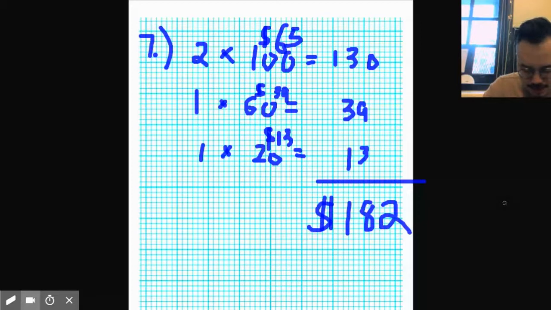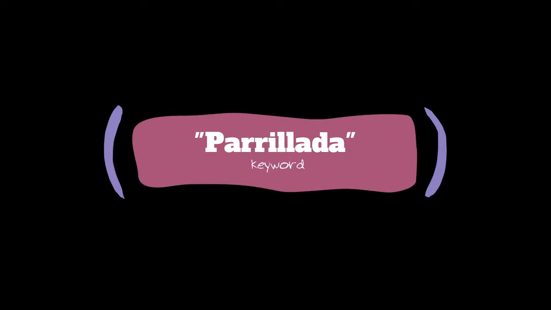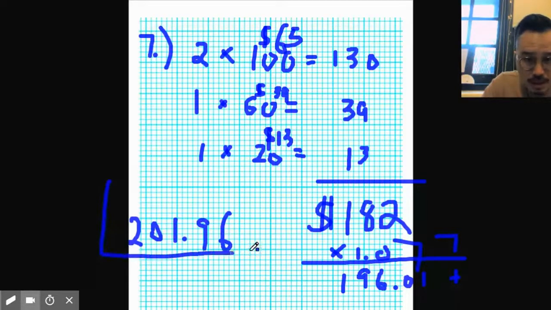$182. Now, sales tax, so we're going to multiply by 1.077. The mouse is stuck. So 182 times 1.077 is 196.01. Now I'm going to add the shipping, which is $5.95. That gives $201.96. All right, the answer is $201.96. That's the grand total.